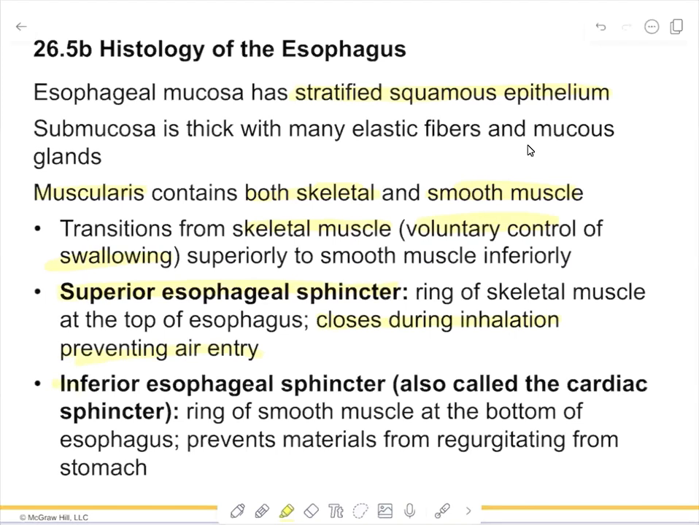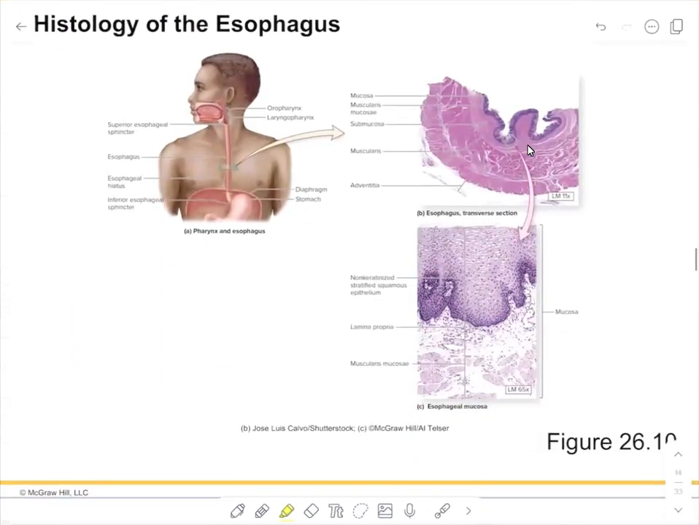So the inferior region of the esophagus is smooth muscle. So there's an inferior esophageal sphincter, also called the cardiac sphincter, because it's close to the heart, and it's a ring of smooth muscle at the bottom of the esophagus. And this prevents materials from regurgitating from the stomach to prevent things like acid reflux from happening, preventing the acid from the stomach from going in a superior direction into the esophagus.